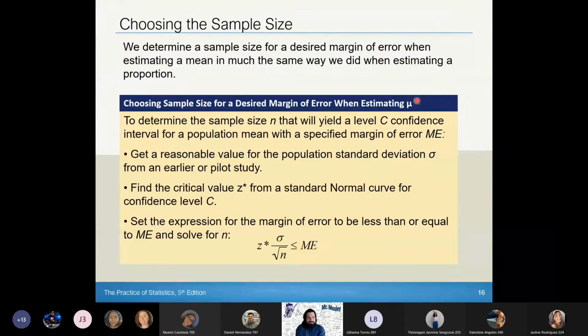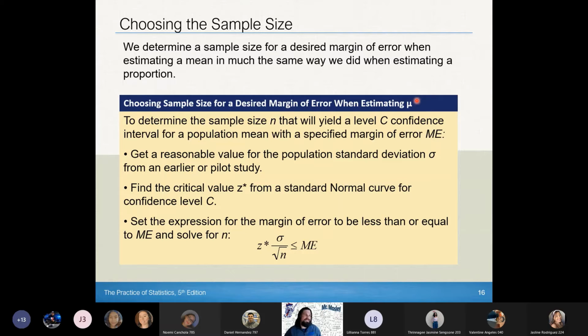So just like we were able to do with proportions, there are times where we need to choose our sample size before collecting our samples and getting data. We determine a sample size for a desired margin of error when estimating a mean in much the same way we did when estimating a proportion. All right, choosing sample size for a desired margin of error when estimating mu. Again, this is something you might want to write down.